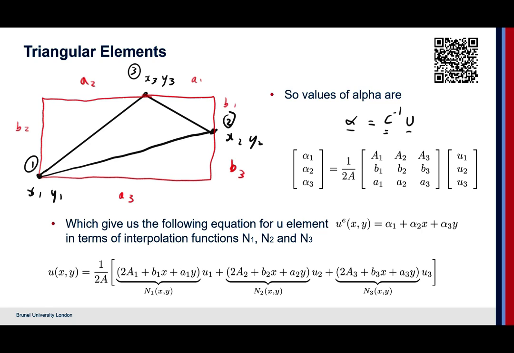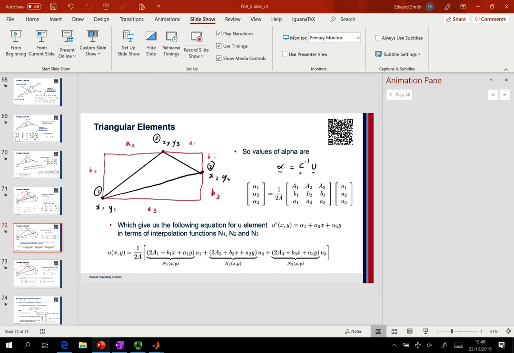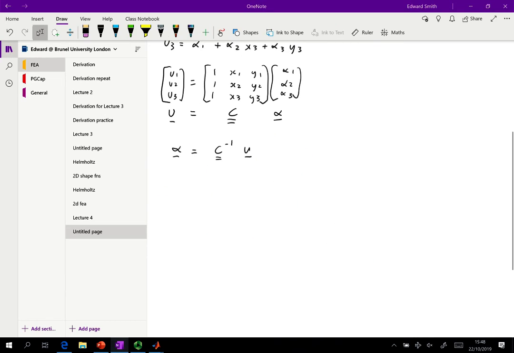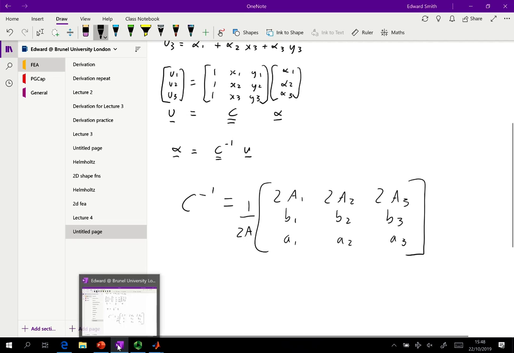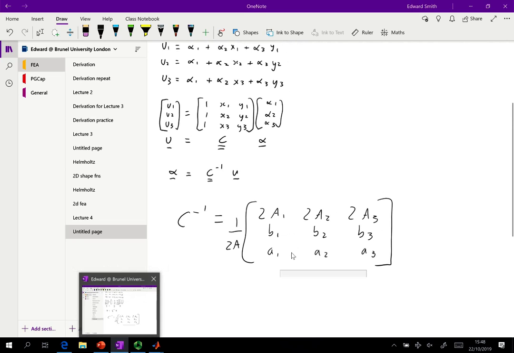But mathematically, the process is one of taking that expression for this matrix. Let me keep that. Essentially, our C^-1 is equal to 2A1, 2A2, 2A3, B1, B2, B3, A1, A2, A3, and this is 1 over 2A here. So essentially, what we do is we can now re-express alpha.